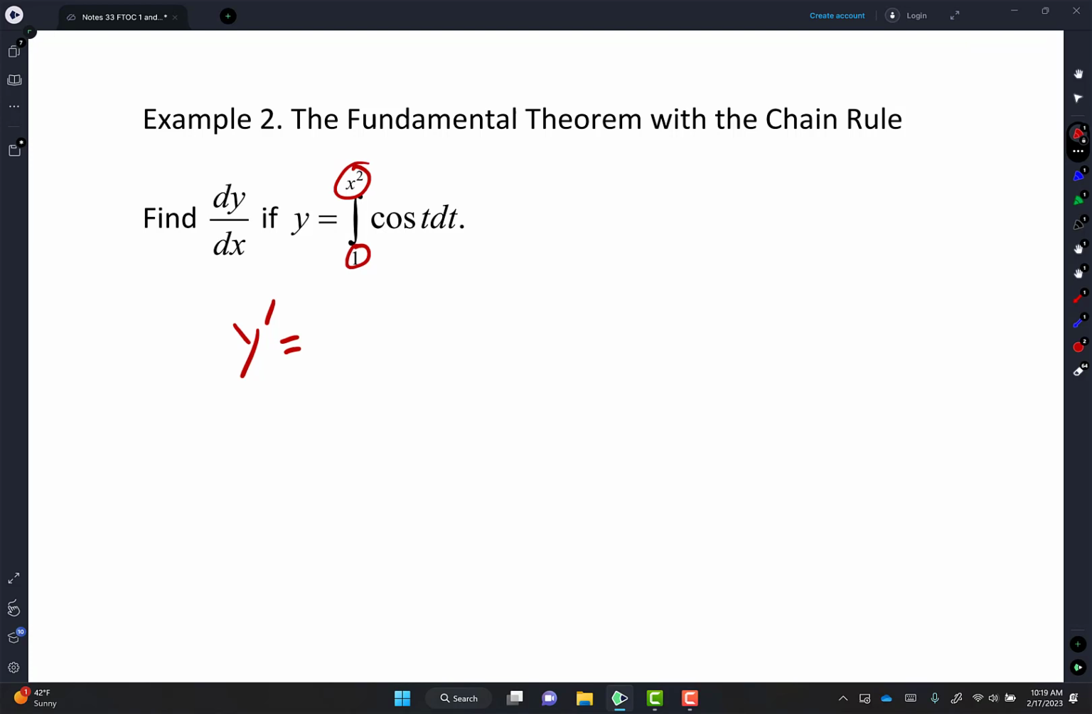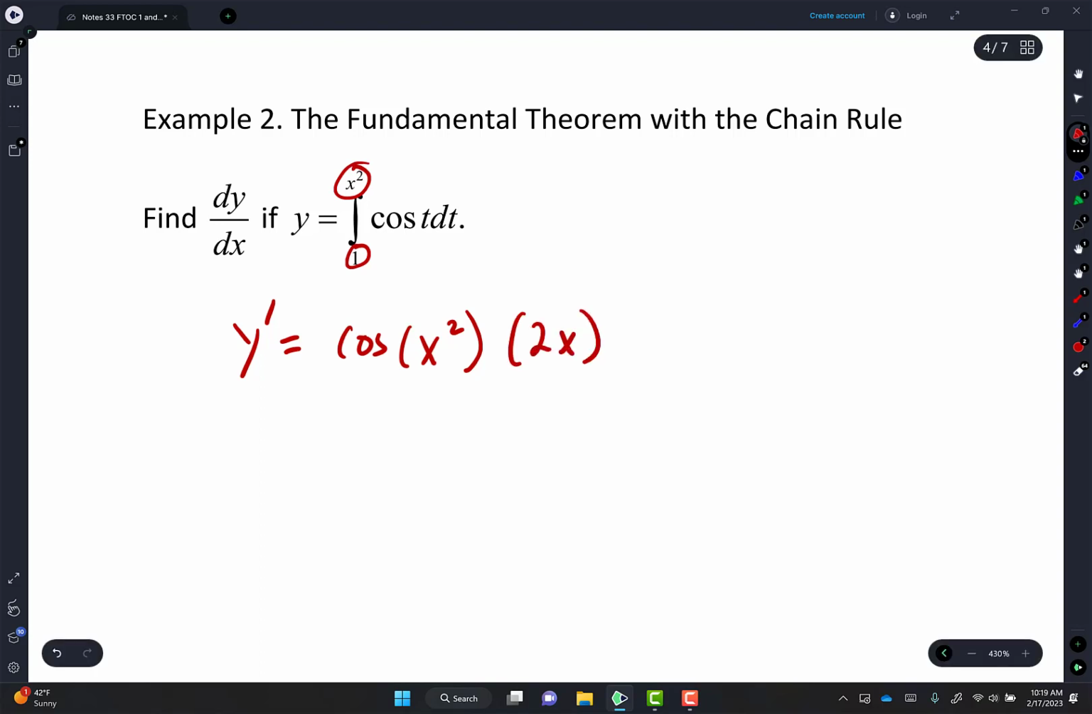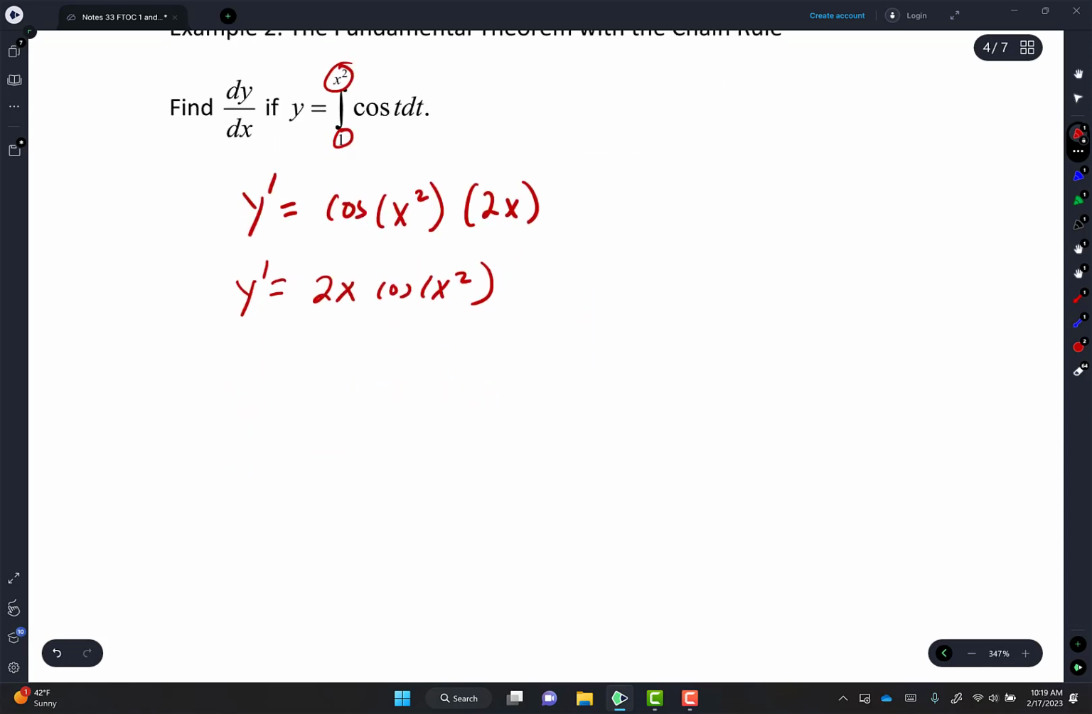You're going to replace a t with an x squared. So you're going to write cosine. Notice it says y prime. Cosine of x squared, and you're not done. It was not an x. It was an x squared. So what's the derivative of x squared? 2x. Now you're done. Make it pretty if you want. Y prime equals 2x cosine of x squared. See, you guys are already pros. Let's do another one.